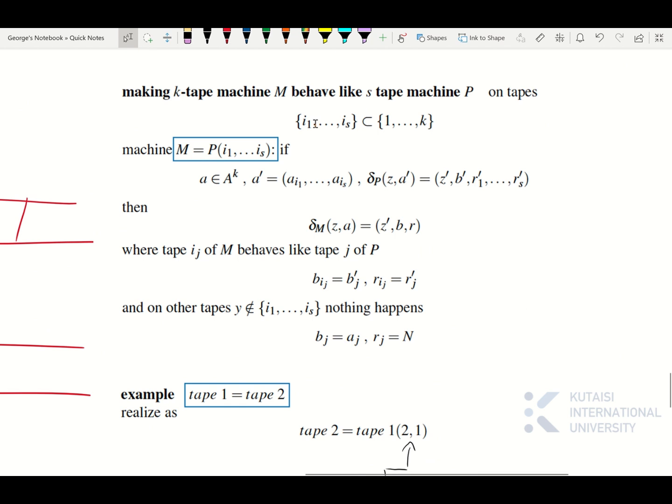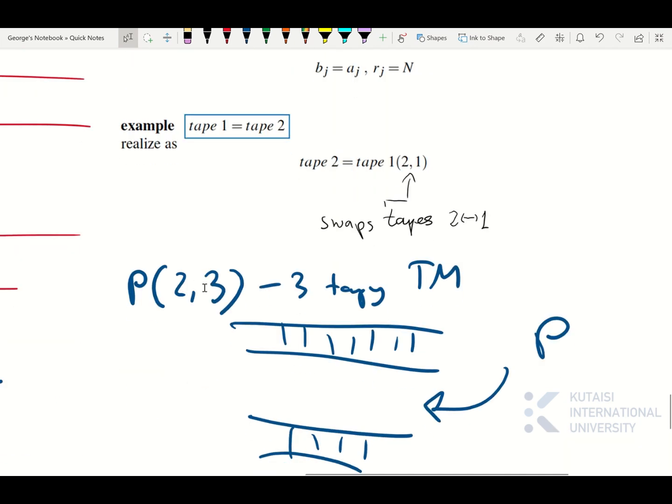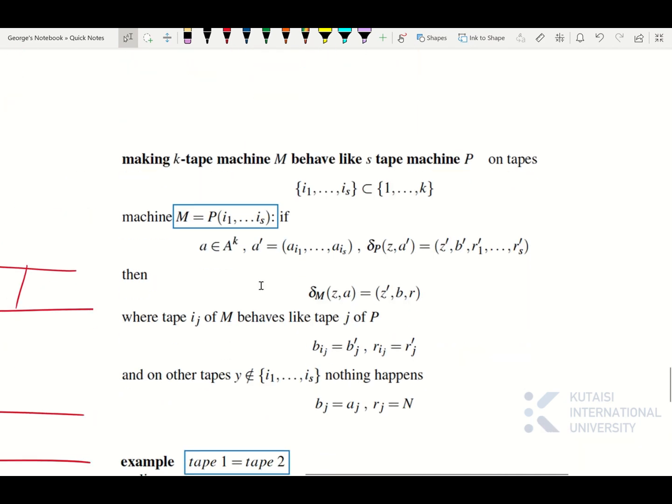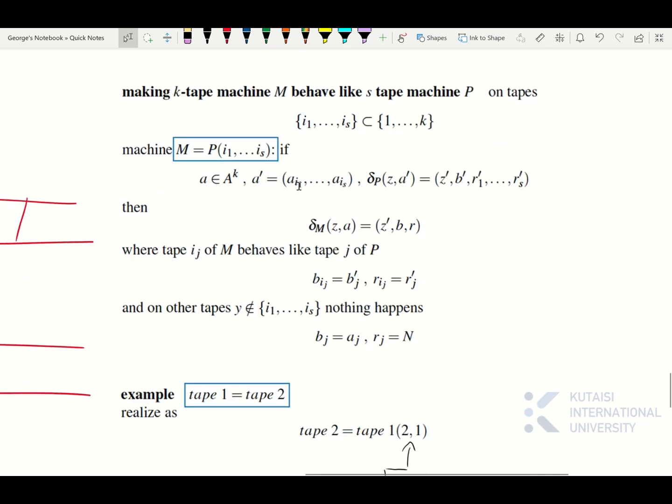Let's say I have a 17-tape Turing machine and I want to act like a 2-tape Turing machine on tape 3 and tape 14. So I choose 3 and 14 here. So I have 17 tapes. Then I choose which tapes I want to imitate on. So some subset here. And then my new machine of P, with the subset that I chose, in my case 2 and 3, will be machine what? So what does this machine do?